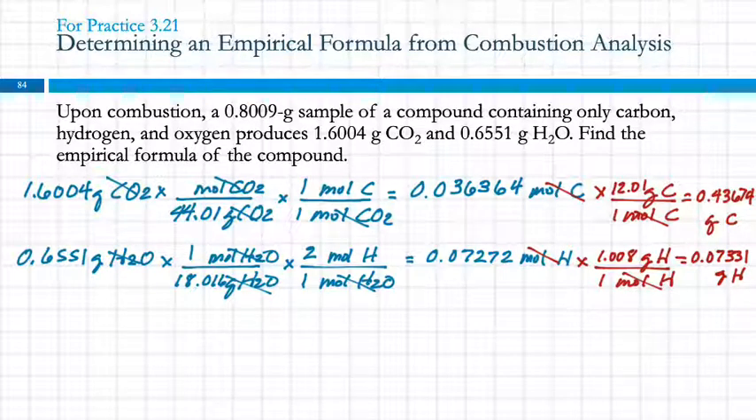Any questions yet? I found moles of carbon and moles of hydrogen because I need those to find the empirical formula. I'm taking it one step further and finding mass of carbon and mass of hydrogen because I need to find the mass of oxygen, and I have to do that by subtraction. So the entire compound weighed 0.8009 grams. 0.43674 of that was carbon, 0.07331 of that was hydrogen, the rest was oxygen. Okay.